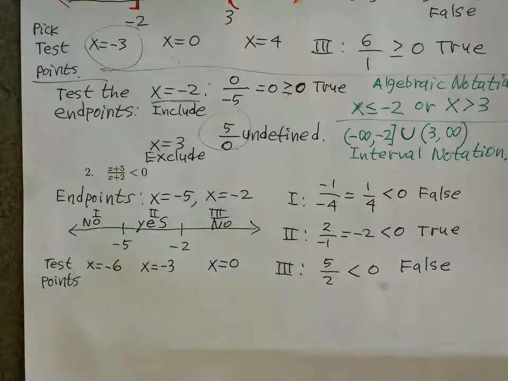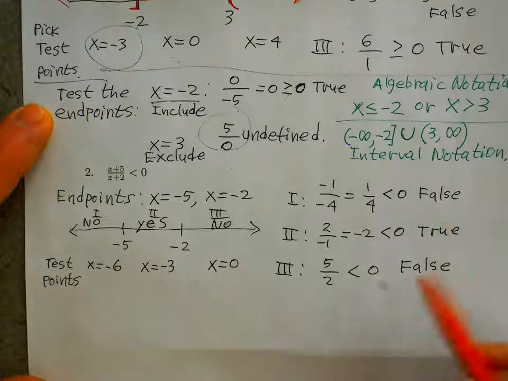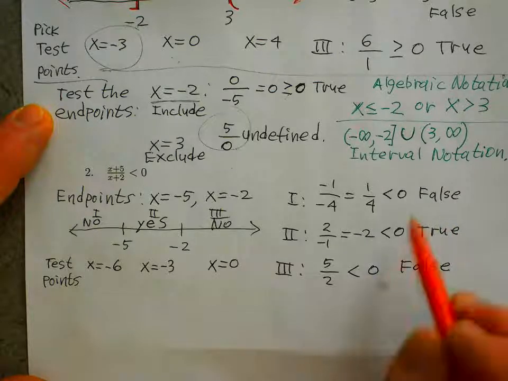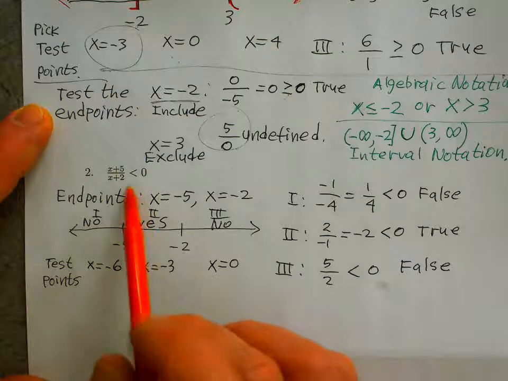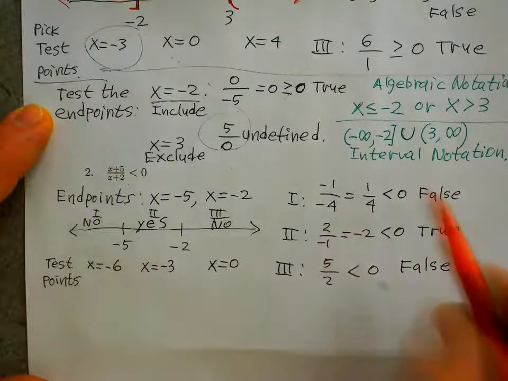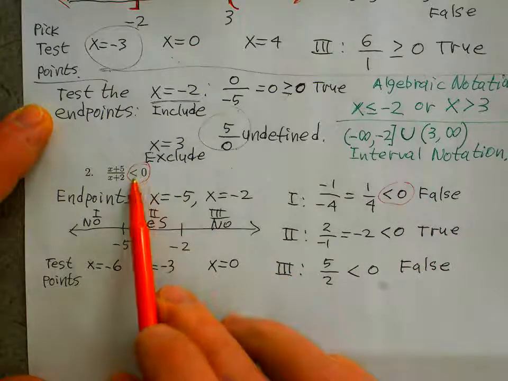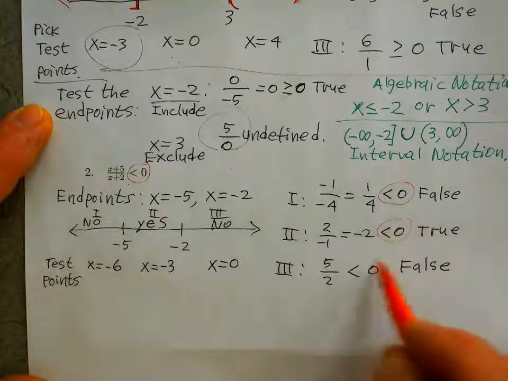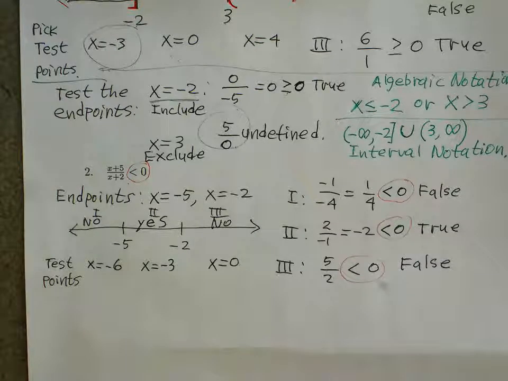Okay, I'll point out something that might seem obvious, but still something that you need to remember. When you're using the test points, we always use the same inequality: less than 0, less than 0, less than 0. Okay, what about the endpoints? Do we include or exclude the endpoints?